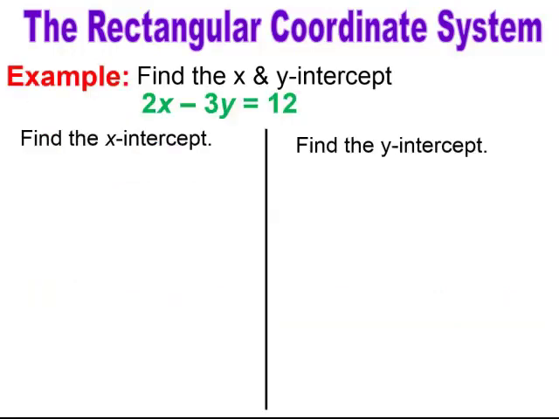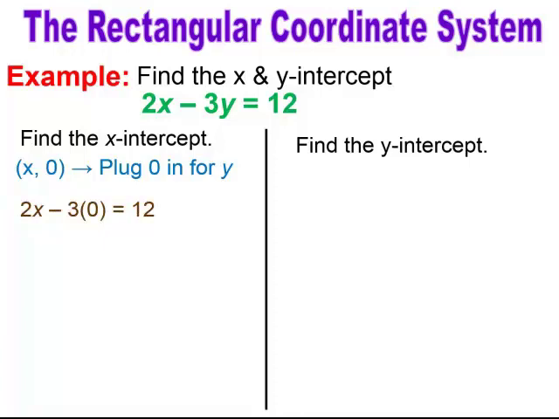So let's do an example here. We're going to find our x-intercept and our y-intercept for this equation, 2x minus 3y equals 12. To find my x-intercept, remember the y value for my x-intercept will equal 0. So I'm going to have an ordered pair where the y value will equal 0. I'm going to substitute 0 into the equation and solve.